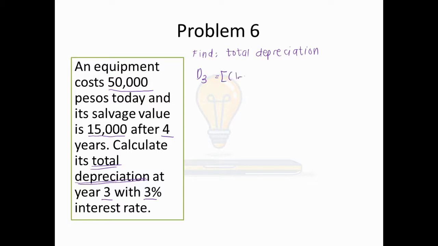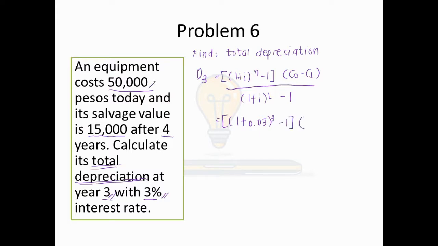So, using the formula, D sub 3 is equal to (1 plus i) raised to n minus 1, multiplied by C0 minus CL, all over (1 plus i) raised to L minus 1. Substituting the given values, we have (1 plus 0.03 for 3%) raised to n, year 3, minus 1, multiplied by the initial cost 50,000 pesos minus the salvage value 15,000 pesos, all over (1 plus 3% or 0.03) raised to its useful life, 4 years, minus 1.